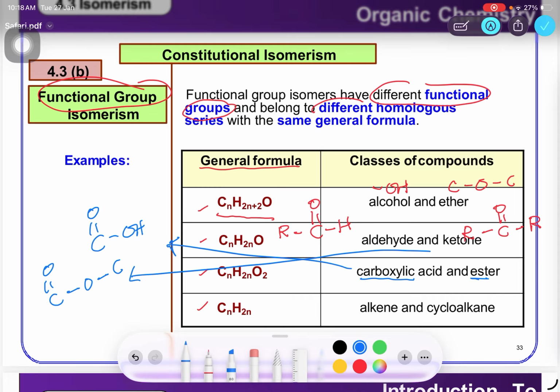Okay, so the last one is the alkene. Alkene means it always has a carbon-carbon double bond, while cycloalkane normally has a shape like a triangle, square, or pentagon. Okay, so all these are considered cycloalkane. Okay, so in the next video, I will share with you how we are going to determine the type of constitutional isomerism.